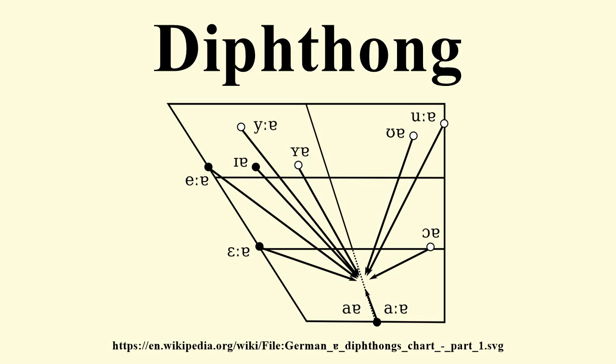Diphthongs may contrast in how far they open or close. For example, Samoan contrasts low to mid with low to high diphthongs.